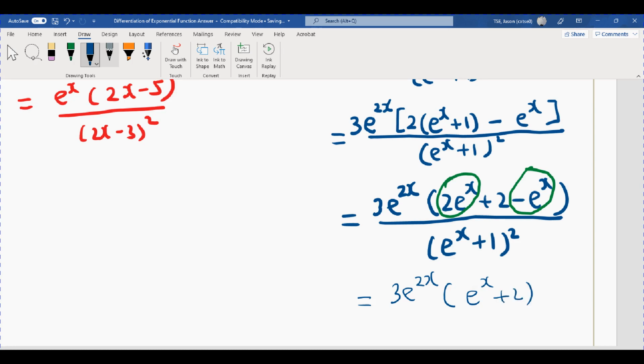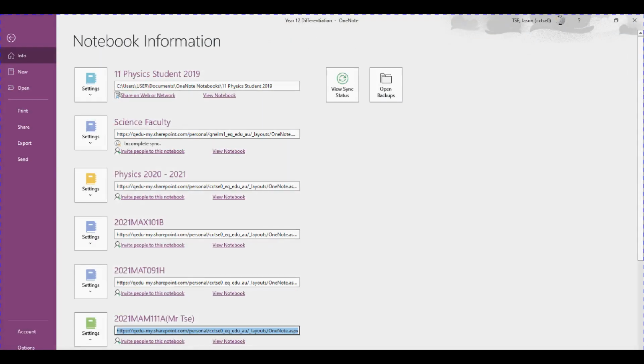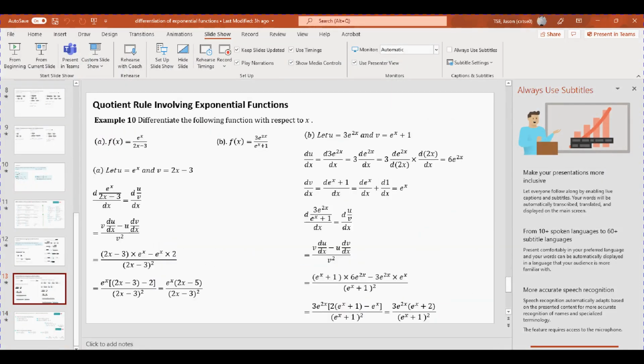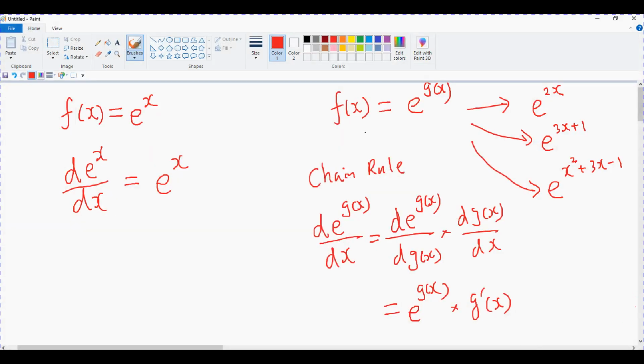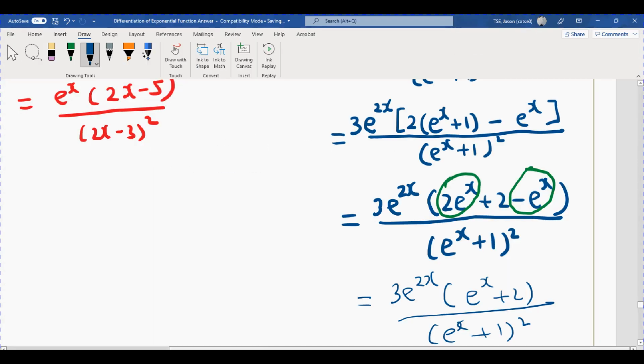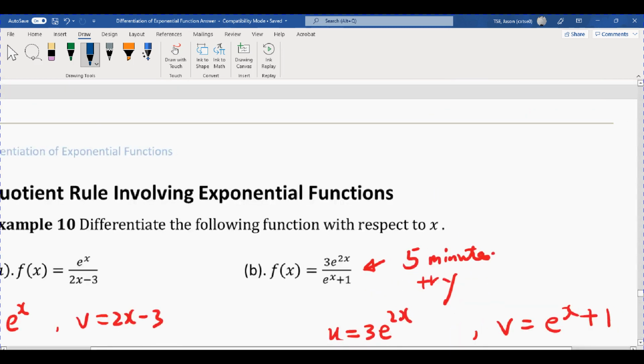So some algebra to do. Okay, so this is the answer. Let me check with the PowerPoint. e^x plus 2. Yeah, it's correct. Okay, then that's good. Then we actually finish.